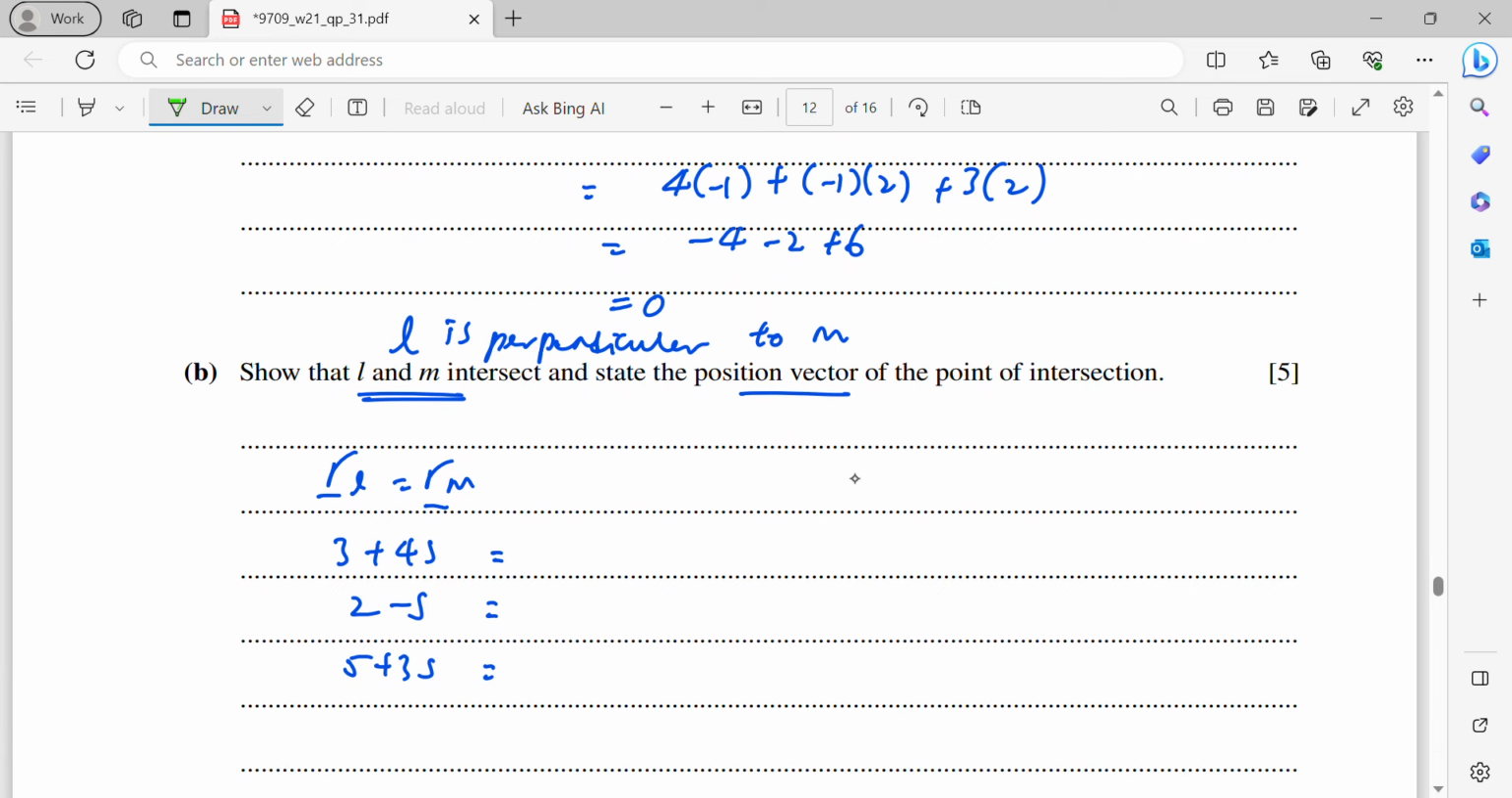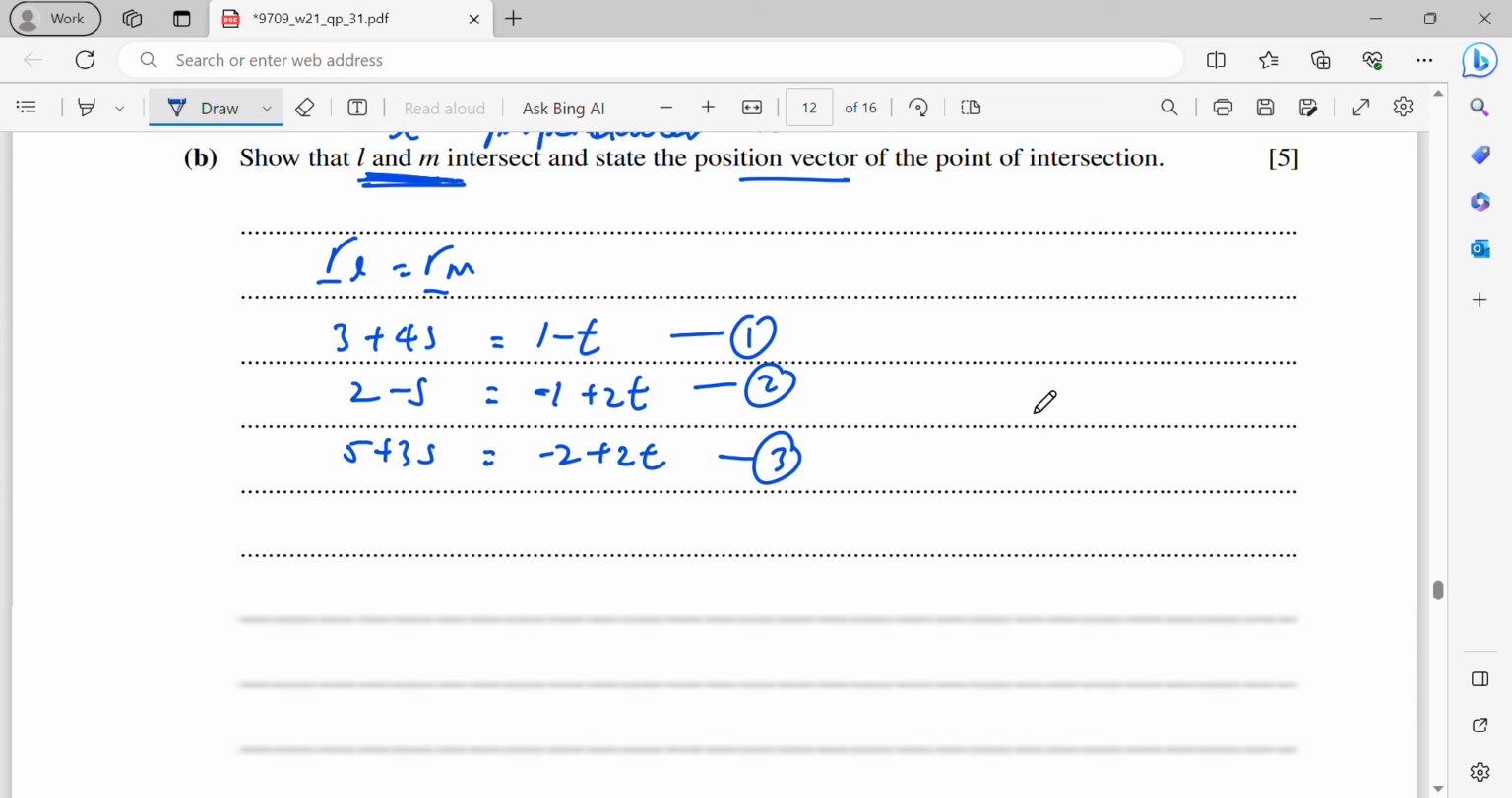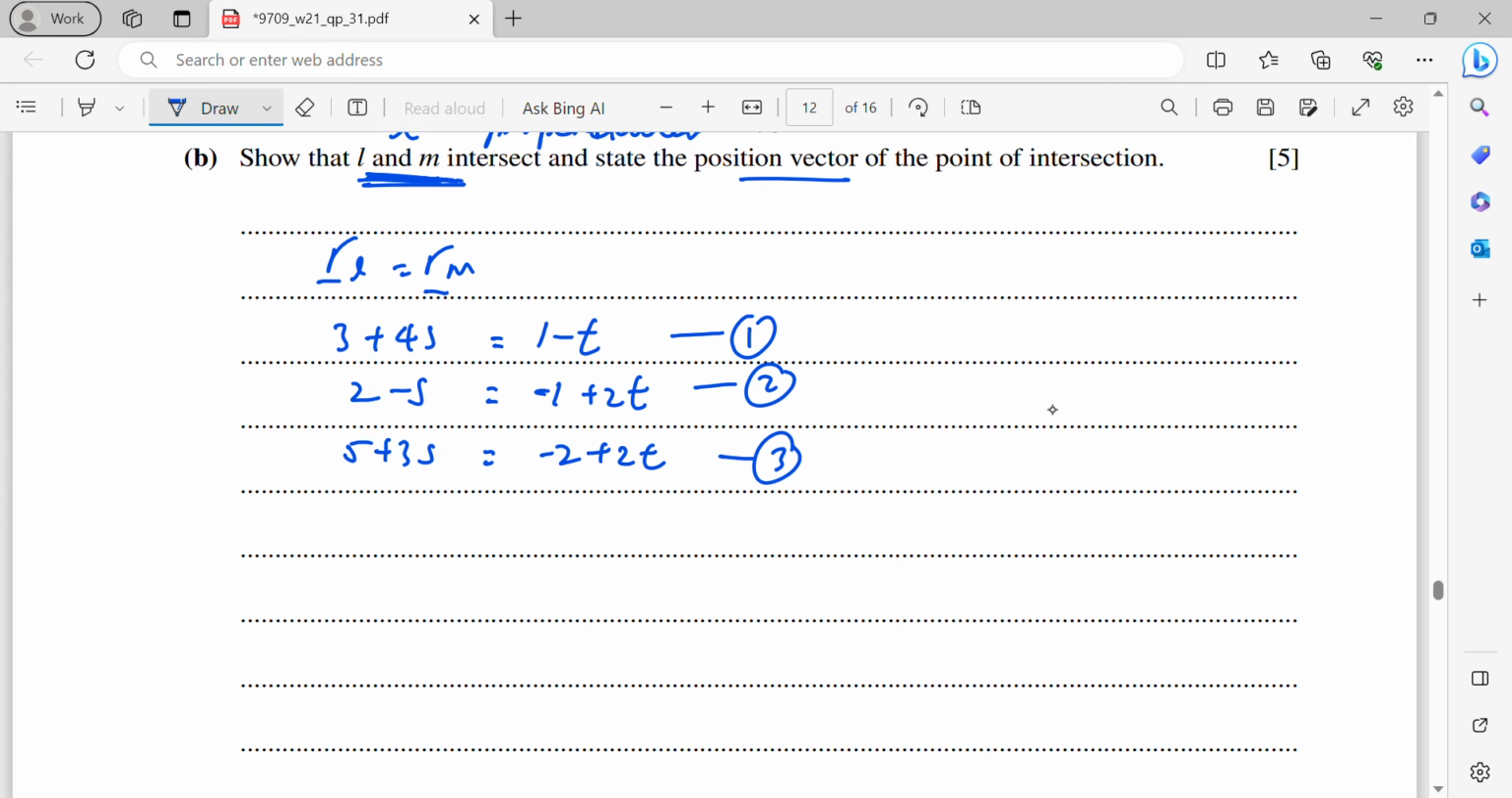Okay, so I open the brackets. Then I will get 1 minus t, minus 1 plus 2t, then minus 2 plus 2t. So I let this be 3 equations. Now to show that two lines are intersecting, you need to find the t and s using any two equations, then substitute into the remaining equation for checking. So I'm going to use third minus second equation because I need to eliminate the 2t.